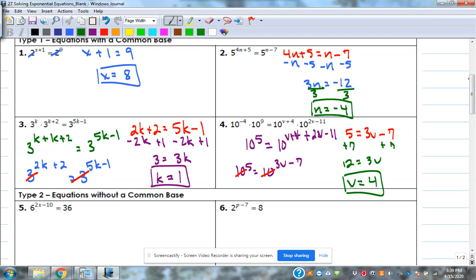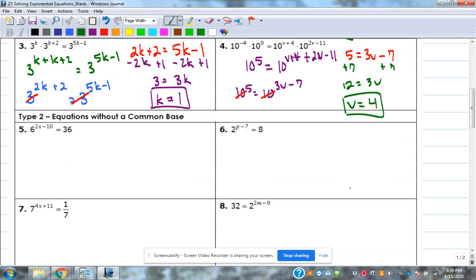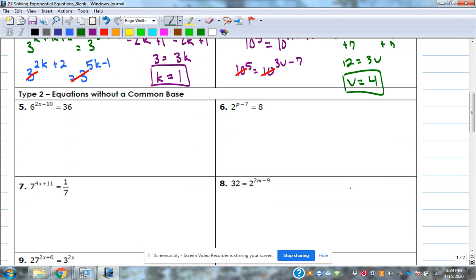Really nice. Okay. Now, the second type of equations that you could have are where the bases are not the same. And we've got to rewrite them. So we want to think exponentially here. So when we see a base on one side, especially the side that has the variable, we want to look at the other side and say, can I rewrite that with that same base?